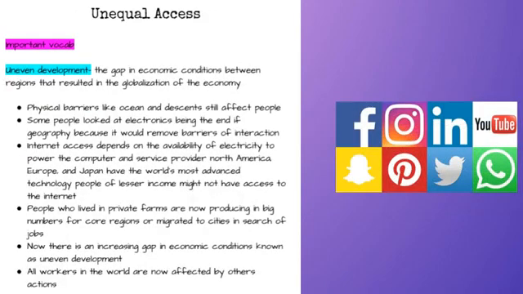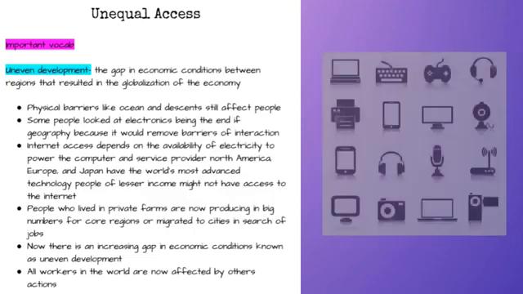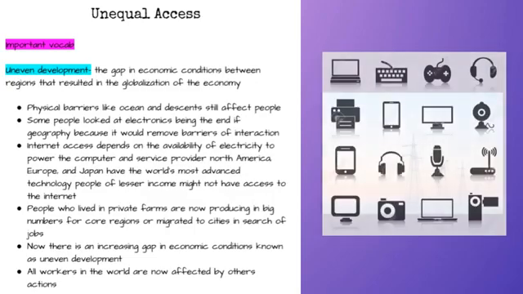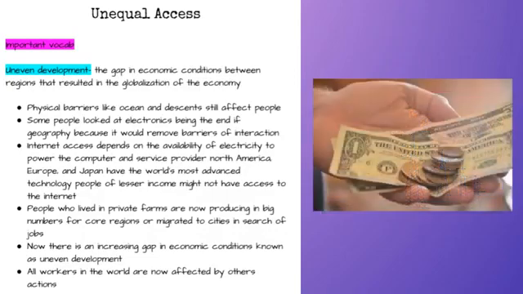Unequal access. The vocab for this section is uneven development. Some people looked at electronics as being the end of geography because it would remove barriers of interaction. Internet access depends on the availability of electricity. People of lesser income might not have access to the internet.